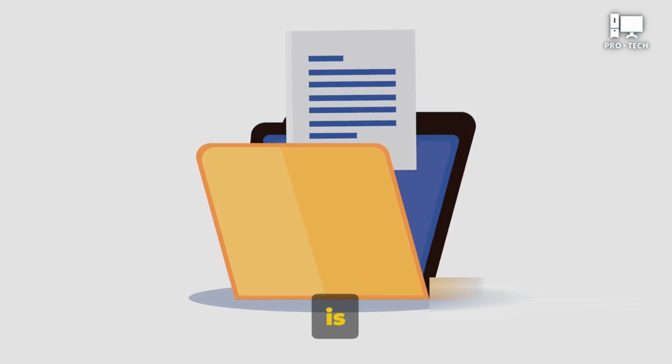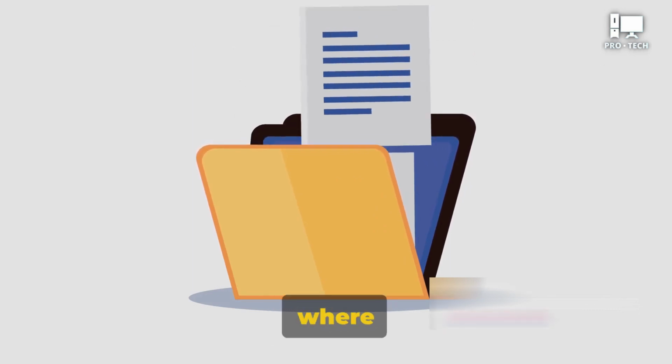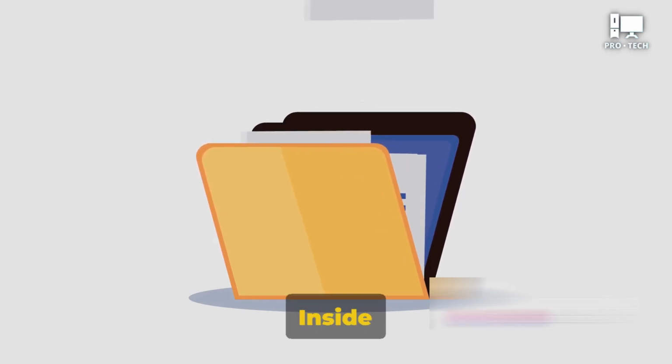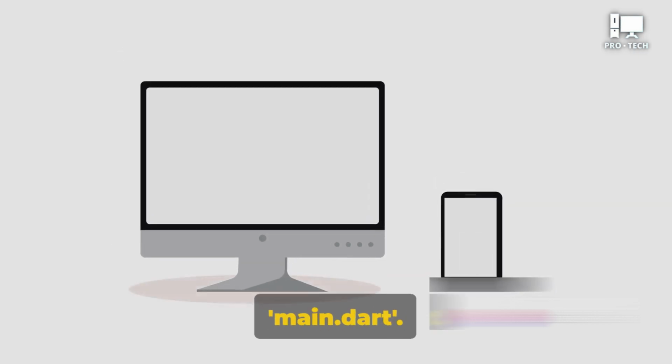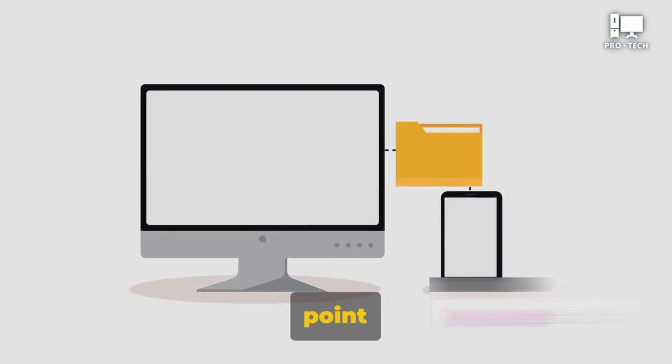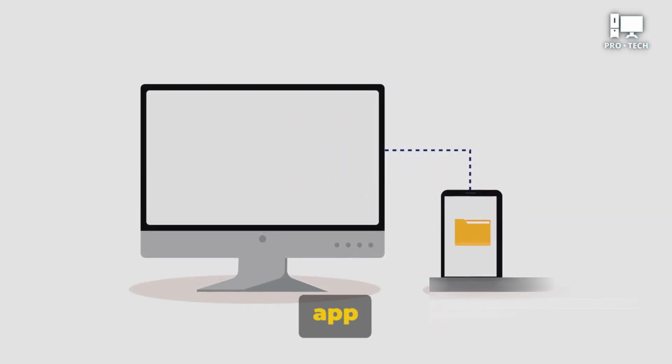They're all part of the project structure that Flutter sets up automatically. The lib folder is where the magic happens. This is where you'll write most of your Dart code. Inside it, you'll find a file named main.dart. This is the entry point of your Flutter app. It's where your app starts running.